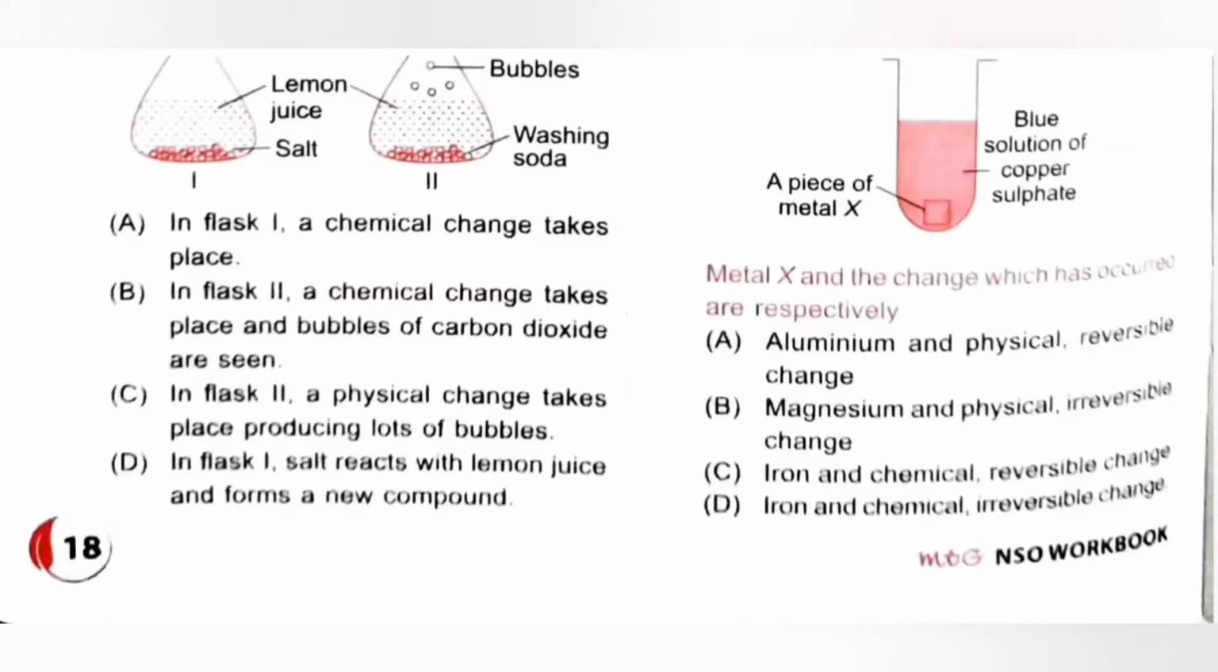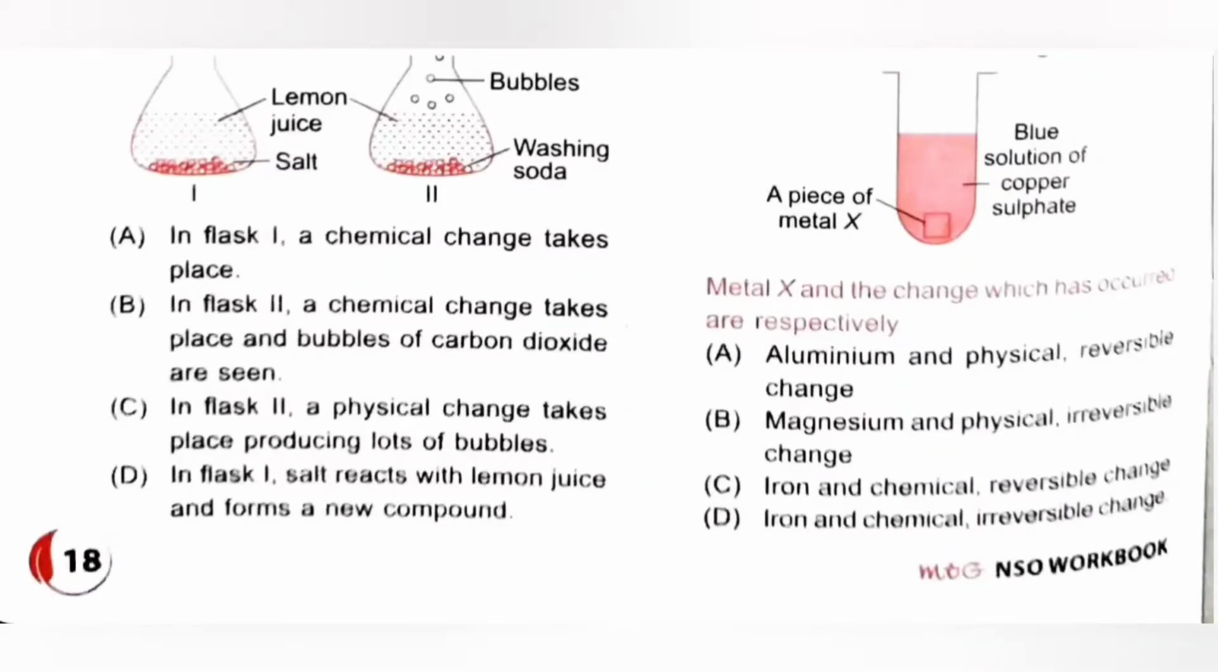So, lemon juice is an acid. It reacts with washing soda, that is a base, and liberates carbon dioxide gas, that is, a new substance is formed. Thus, it is a chemical change, whereas addition of salt in lemon juice is a physical change, as only salt gets dissolved in lemon juice, and no chemical reaction takes place. So, option B, in flask 2, a chemical change takes place and bubbles of carbon dioxide are seen. Option B is the correct answer.